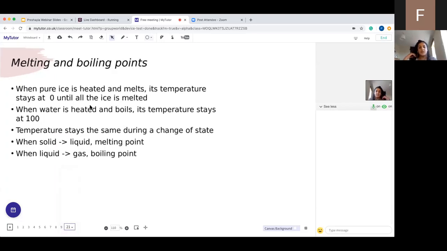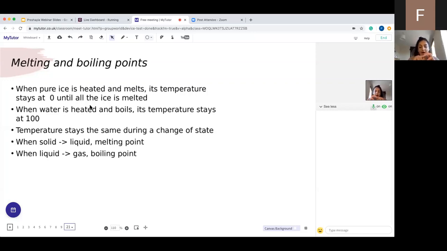Okay, so moving on to the last part of our content for today, melting and boiling points. So we know that when pure ice is heated and melts, its temperature stays at 0 until all the ice is melted. So an ice cube that is at 0 degrees does not change temperature while it's melting. Again, another weird concept that we've not thought of before.